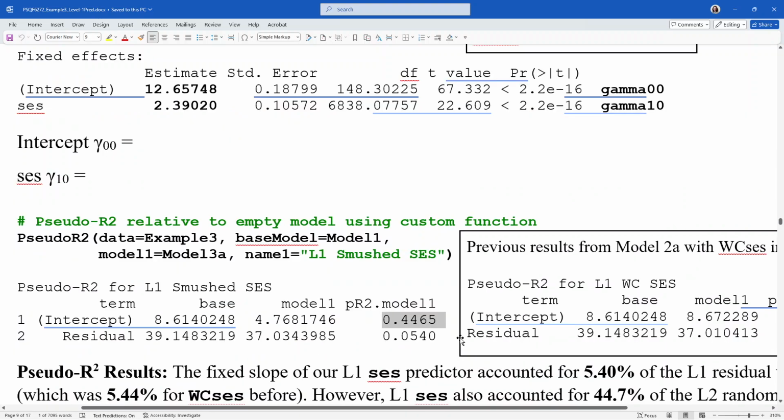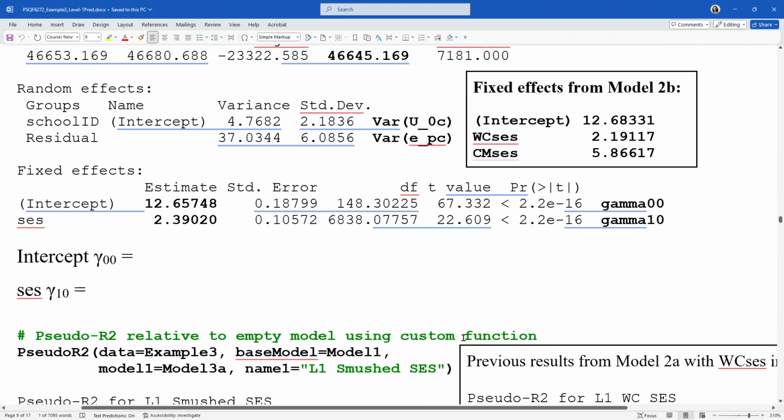So the problem with smushing is not what happens at level 1. The slope is going to be reasonably close in most designs. The R square from that slope for the level 1 residual people variance is going to be reasonably close to what it's supposed to be. It's the level 2 model that is screwed up. It's not getting its full between level effect.